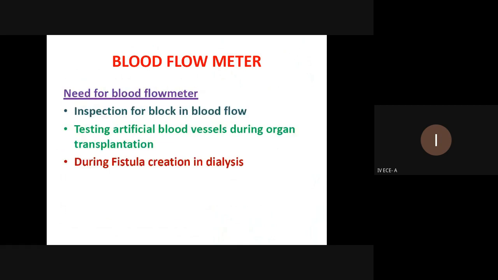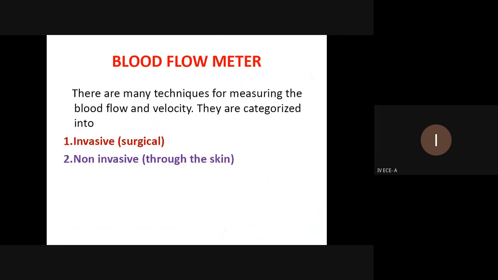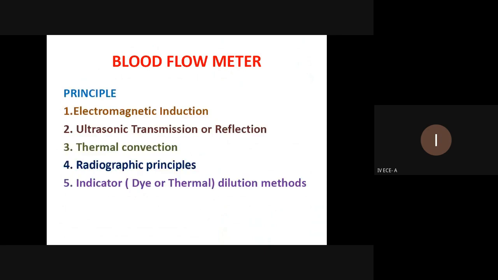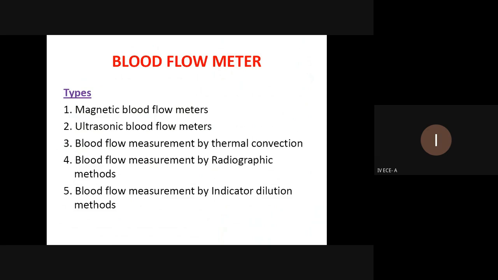So, the need for a blood flow meter. What are the needs? Inspection for blockage in blood flow, testing artificial blood vessels during organ transplantation, during fistula creation, and in dialysis. Basically it is categorized into invasive, that is surgical, and non-invasive, through the skin. The types of blood flow meter are the magnetic blood flow meter, ultrasonic blood flow meter, thermal convection method, radiographic method, and indicator dilution method. So these are the categories of blood flow meters.